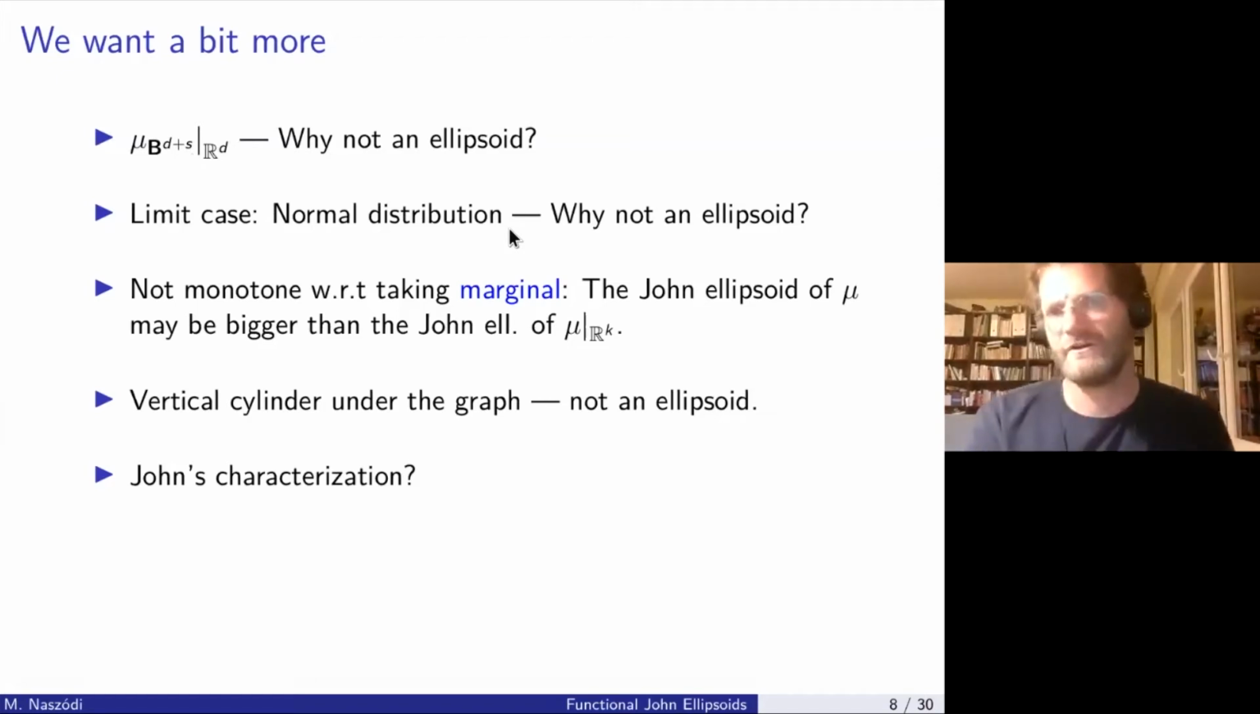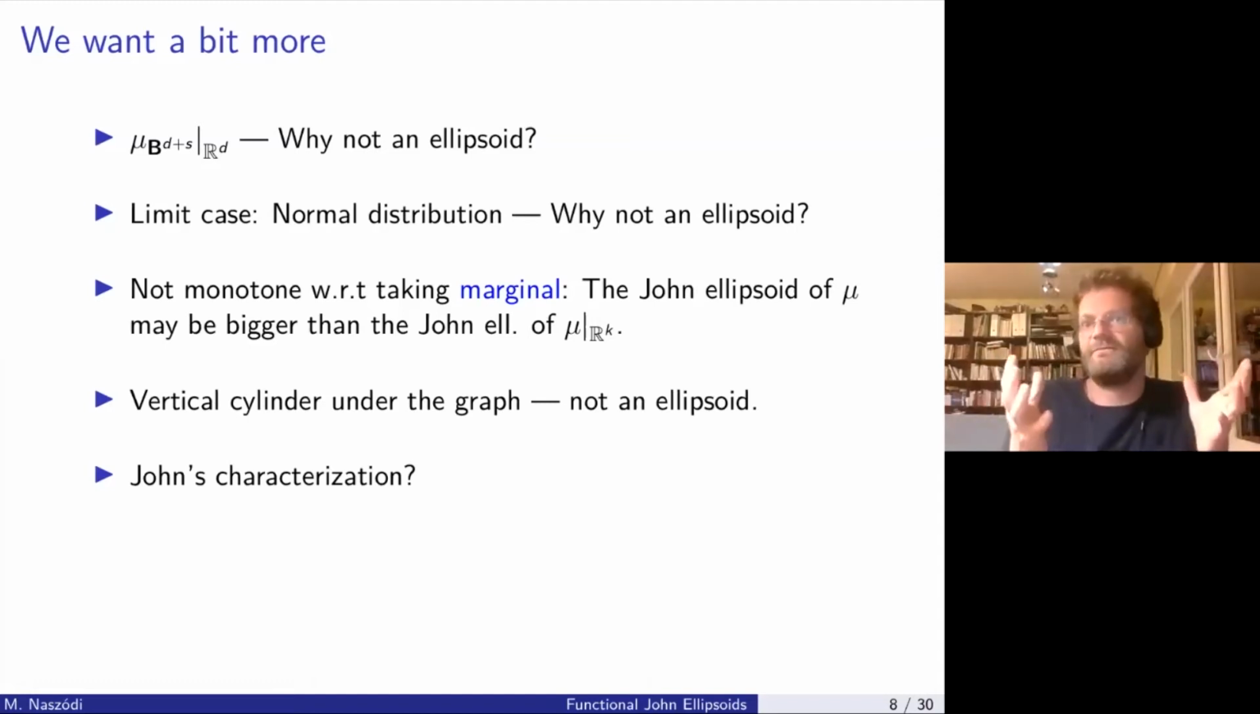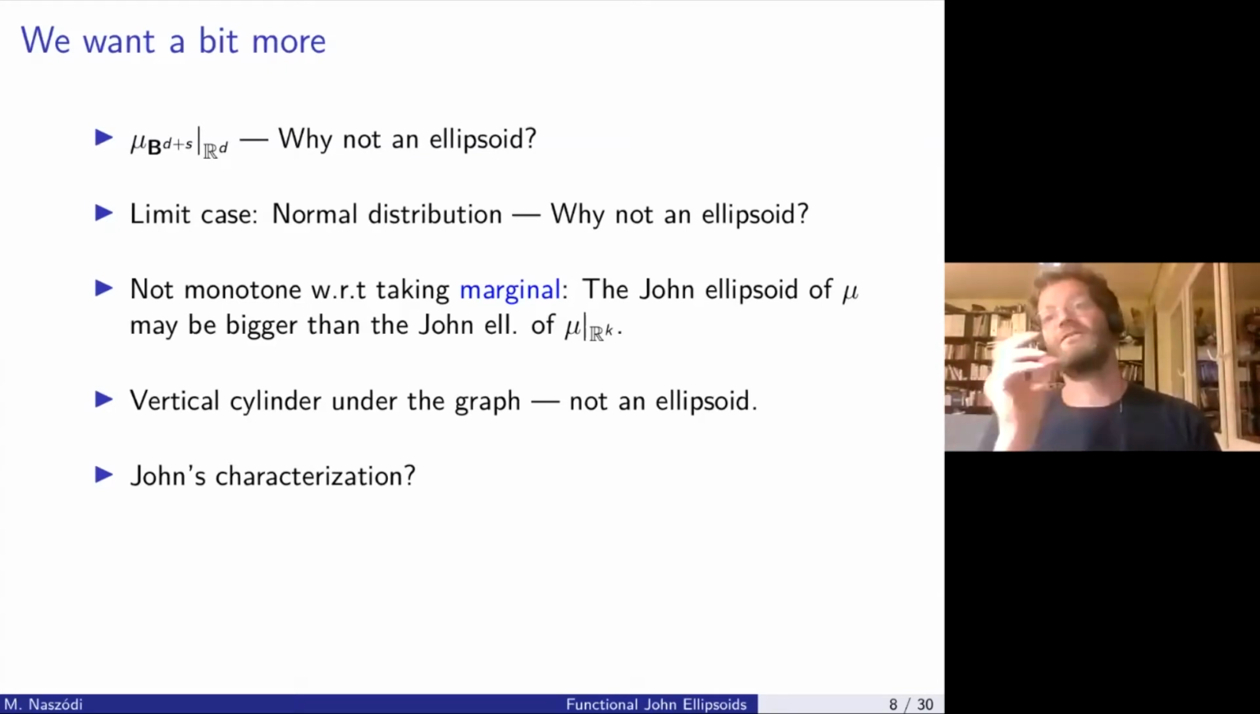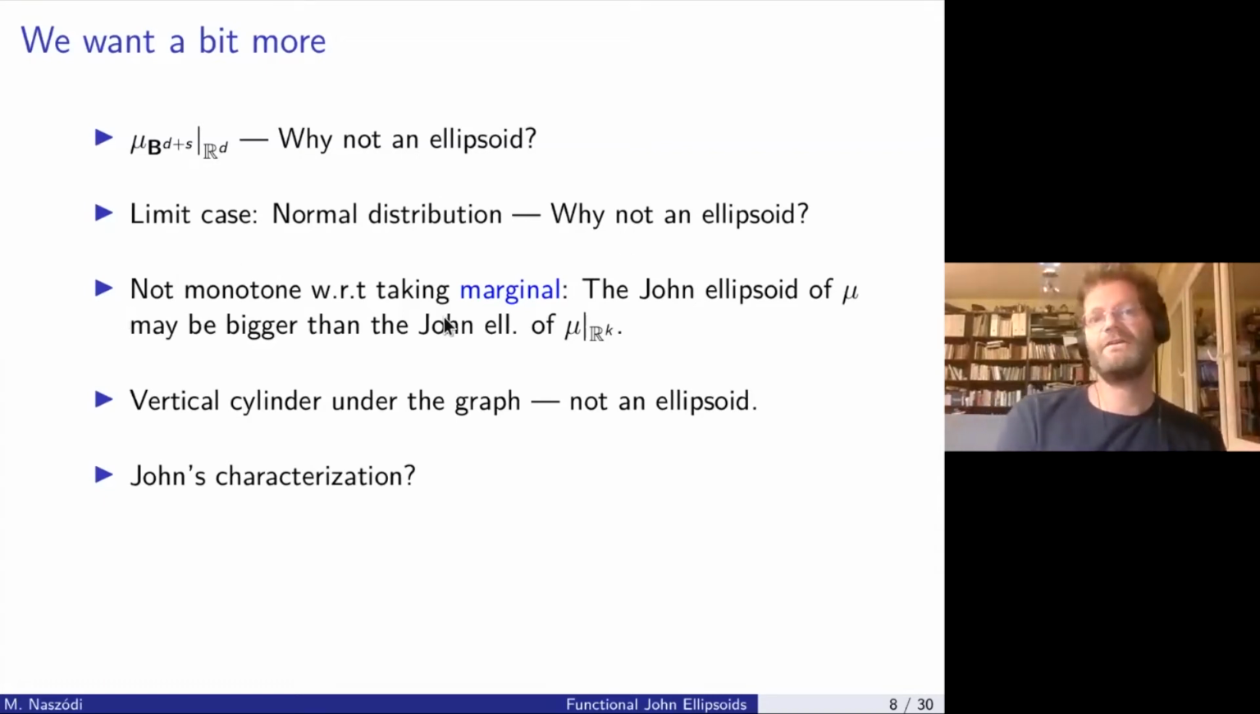I guess we all know that. Why isn't the Gaussian distribution a John ellipsoid? So the question is, take the Gaussian distribution on Rd. That's a nice, beautiful log-concave measure. But one would think that itself should be a ball, that itself is an ellipsoid in some sense. Why do we want to approximate it with some bounded set? Also, a minor thing is that it's not monotone with respect to taking marginals.